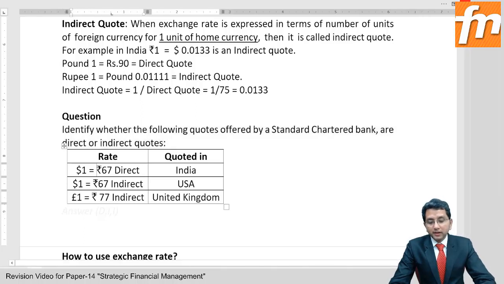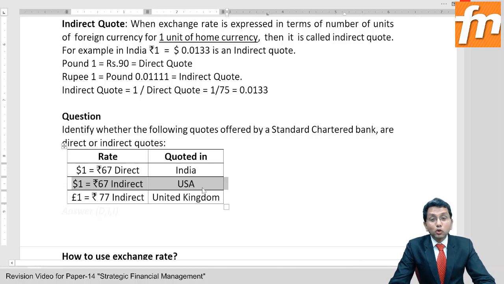Right. The first one. This is $1 is equal to rupees 67. And this quote is there in India. I have already written the answer for your convenience. This quote is in India. So dollar is a foreign currency and this is 1 unit of foreign currency for number of units of home currency. That's why this is the direct quote. Answer is already written over here.